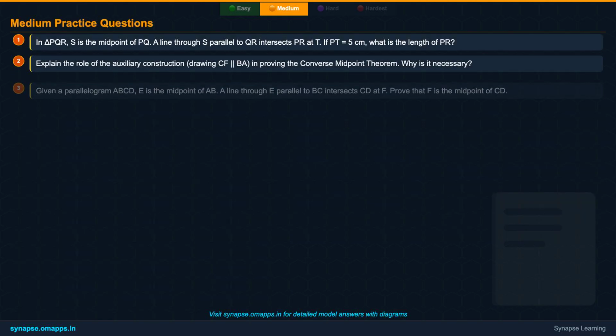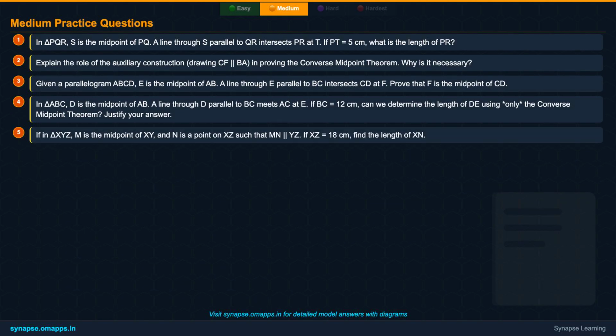Time to test your skills with some medium-level challenges. These 5 questions will require you to apply the converse midpoint theorem, understand its proof, and use it in slightly more complex scenarios. Take your time, think through the steps, and see how well you can navigate these geometric problems.